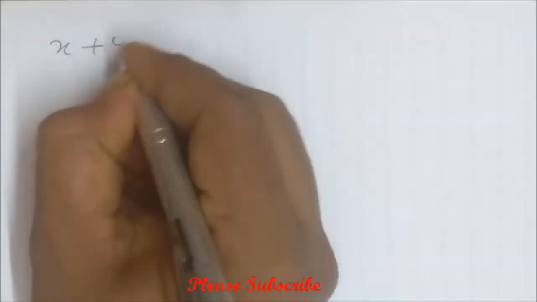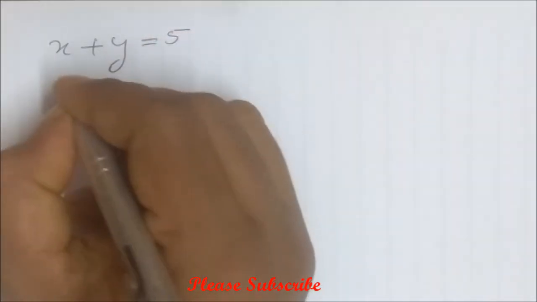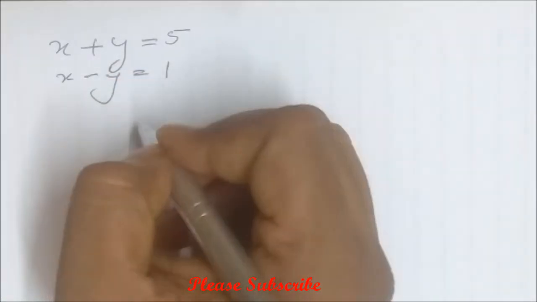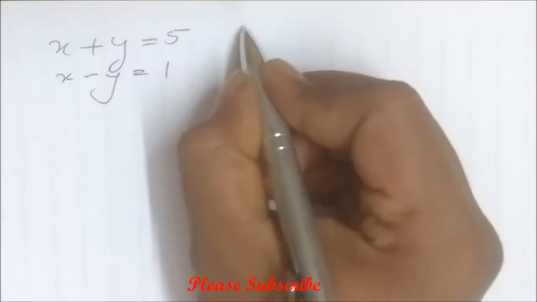Now let's move to the next method, that is the fourth method, cross multiplication. Here also we are continuing with the same equations. So the first equation is x plus y is equal to 5 and x minus y is equal to 1. So there is an equation for finding the answer.